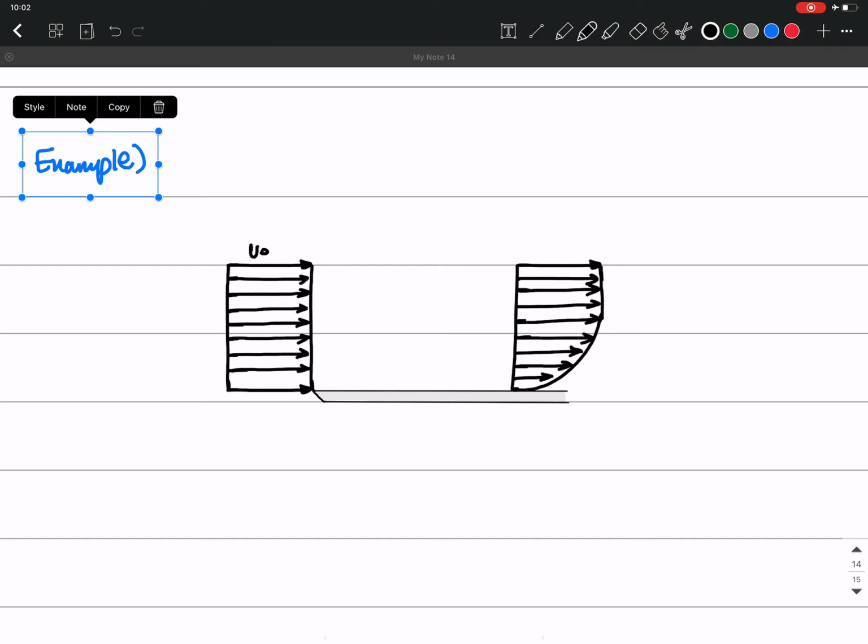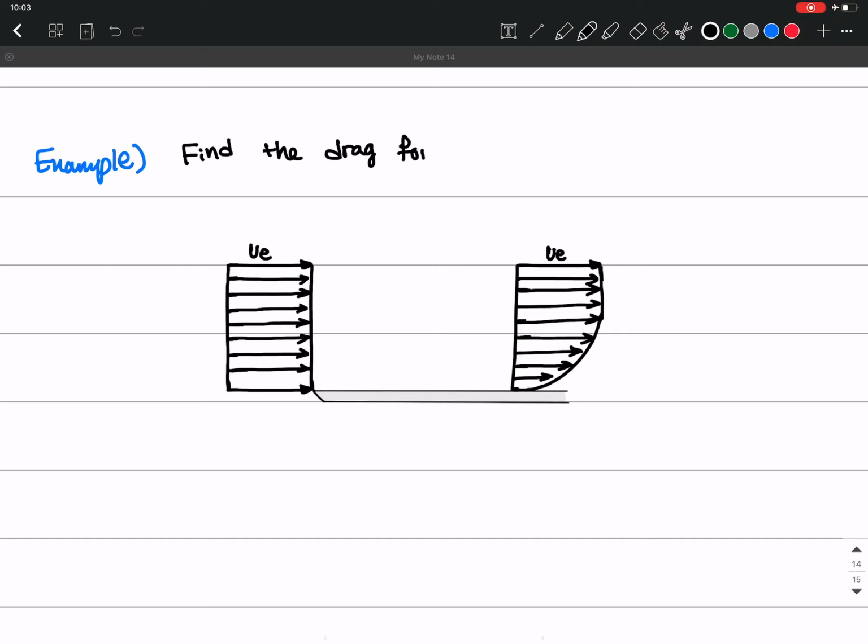Okay, so here we have an incoming velocity of ue, say, and here is the same thing, and the question asks us to find the drag force exerted on the plate by the fluid. Okay, so this is the question.